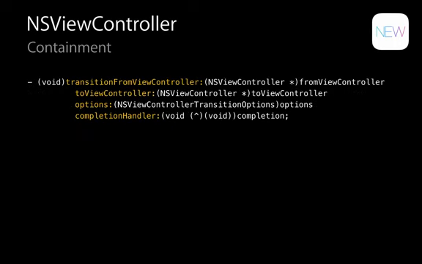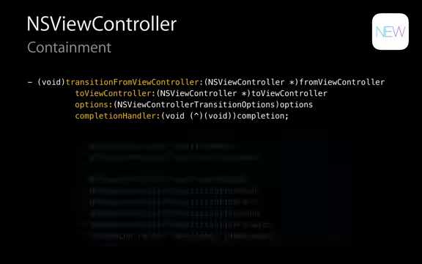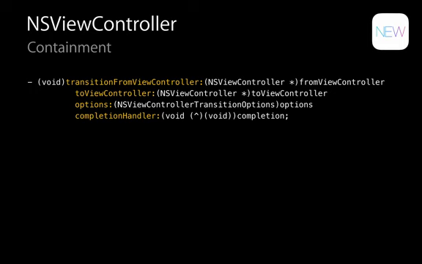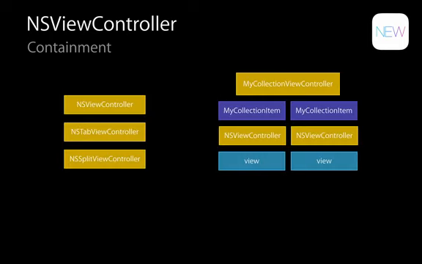On NSViewController, we have this method transitionFromViewController:toViewController, which will do a nice animated transition on your behalf. This is what we have with tab view controller, so it's the exact same options. You can do none, a crossfade, or slide in various directions. And that's containment and view controllers.